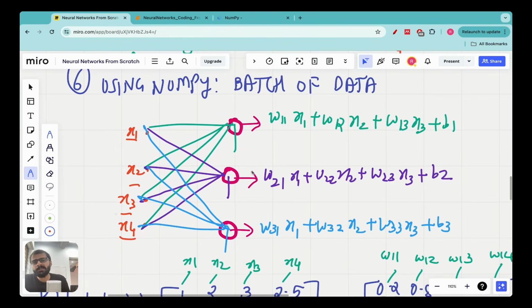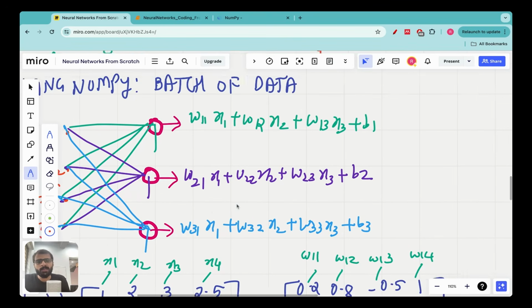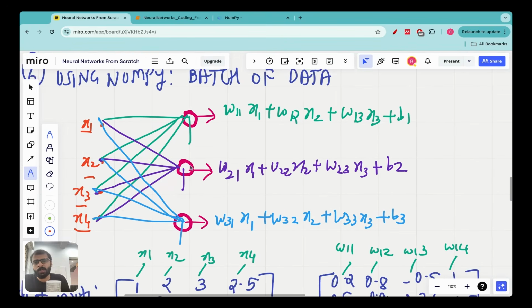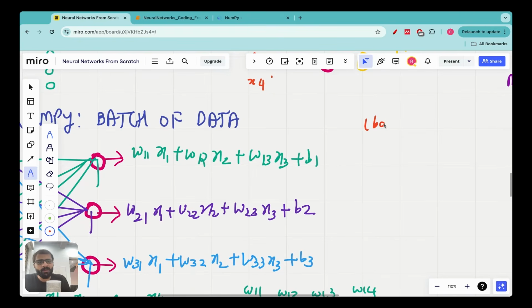Now, how will you represent the output of the layer? Remember that for each batch, these neurons will have an output, right? So for one batch there will be three outputs. For the second batch there will be three outputs, and for the third batch there will be three outputs. So the resultant is a 3 by 3 matrix.